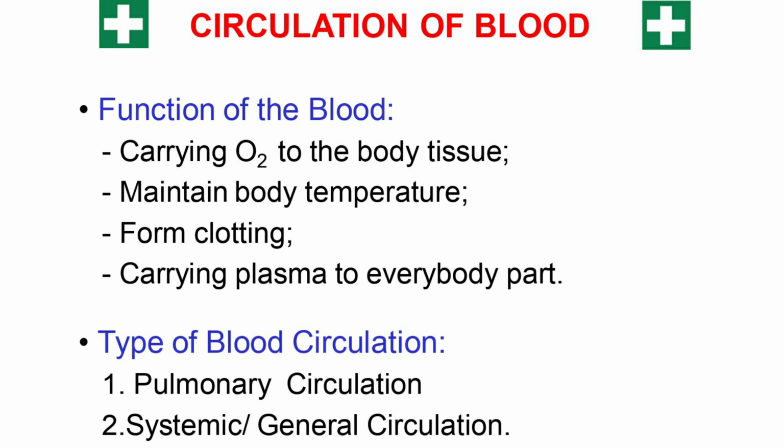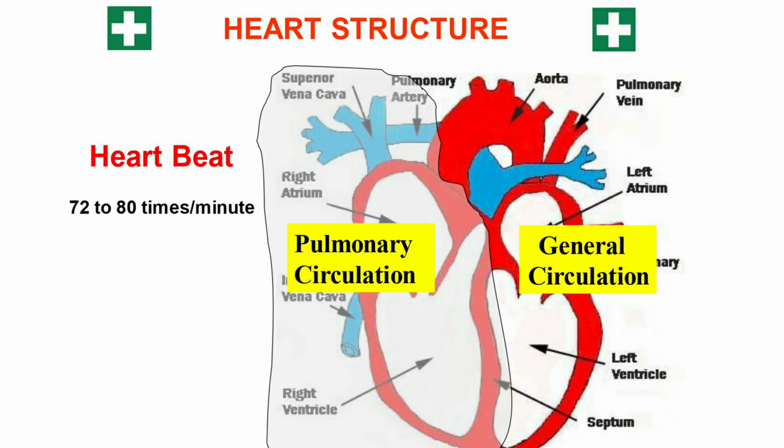Types of blood circulation: 1. Pulmonary circulation. 2. Systemic and general circulation. Heart structure: heartbeat 72 to 80 times per minute, pulmonary circulation, general circulation.